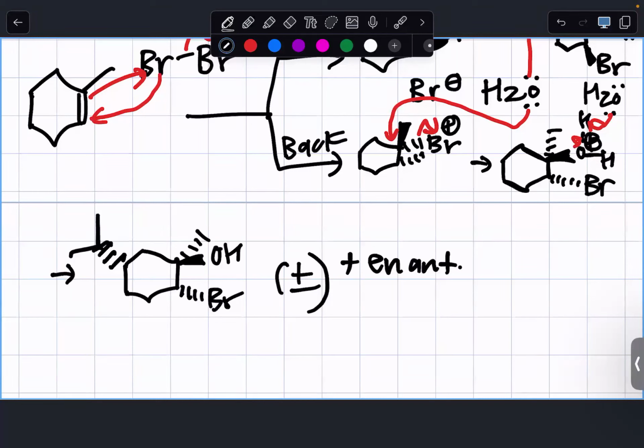Oh no, because if you drew it as planar, then it shows that there's a possibility that they are syn to each other. Because you know how this reaction is anti-addition. If you draw it planar, then OH and Br could be both wedges or both dashes.